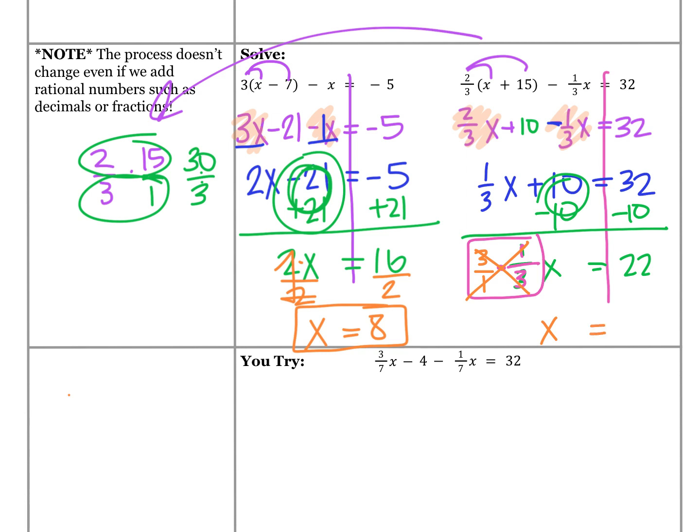But because I multiplied by 3/1 on the left side, I need to keep the balance and do it on the other side. The beauty is, it's over 1. I don't really need that denominator, so I'm just really multiplying my two numerators together. 22 times 3 leaves me with an answer of 66. So my answer is x equals 66.